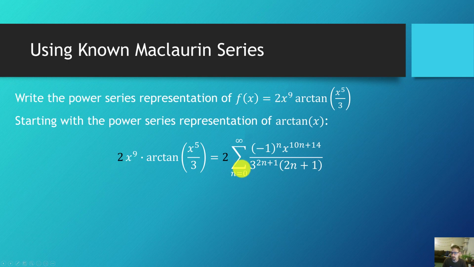But the constant is even easier than the last part. We're just going to leave it outside of the series. Kind of like in an integral, you can leave that constant on the outside. And then we are done. The power series representation for 2x to the 9th arctan of x to the 5th over 3 is this.